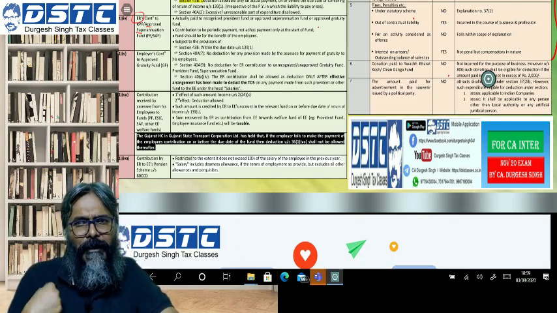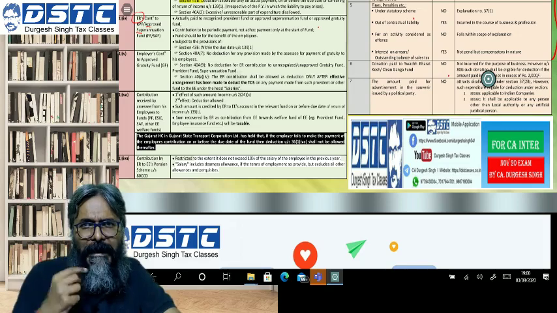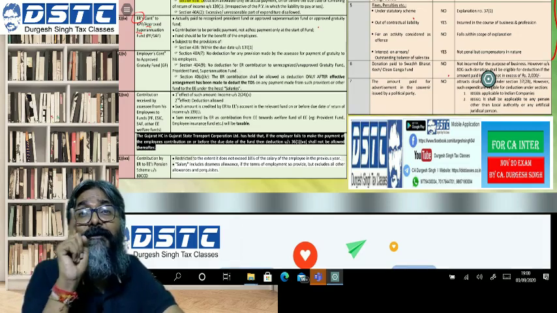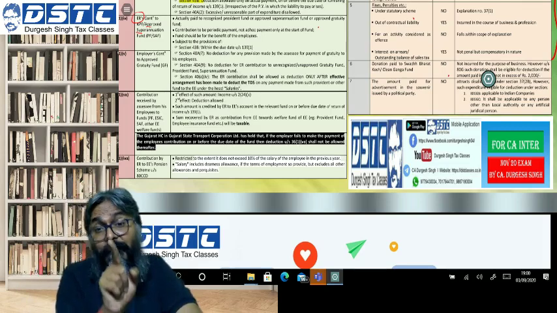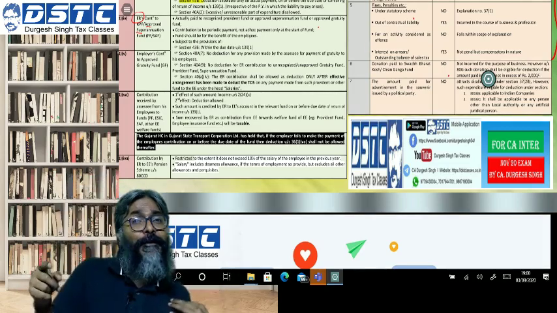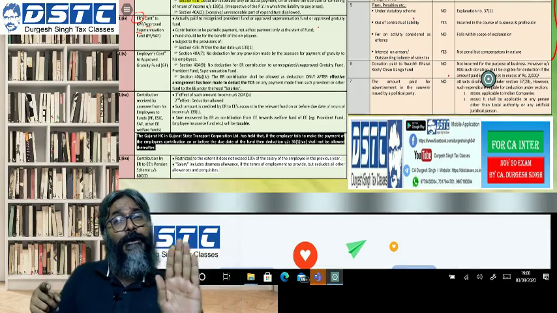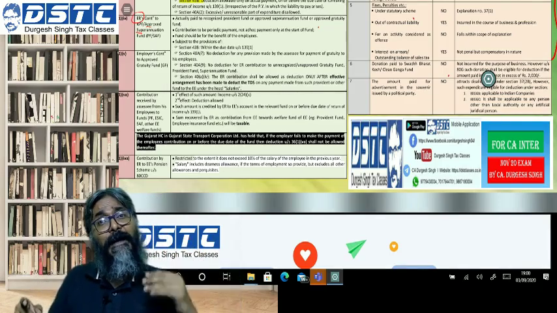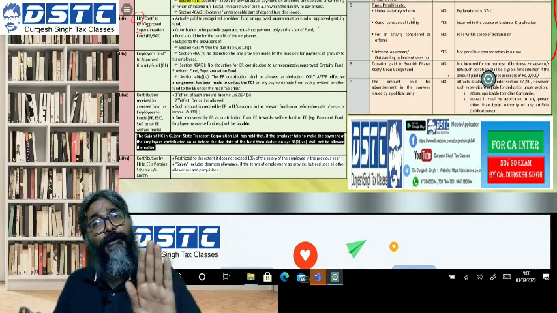This employer will be allowed the deduction only when I have made the deposit of the employee contribution before the due date of the fund, not the due date of the ROI. For my own contribution, I can deposit up to the due date of the ROI.